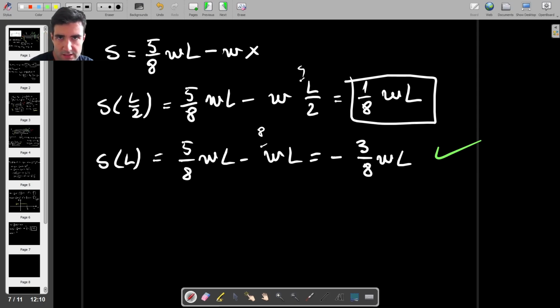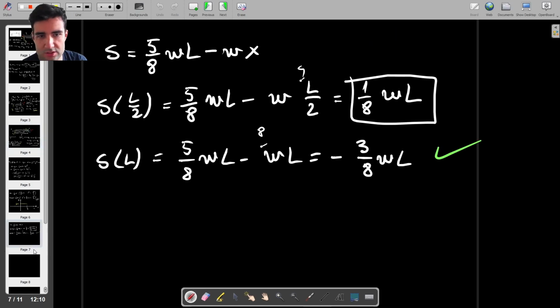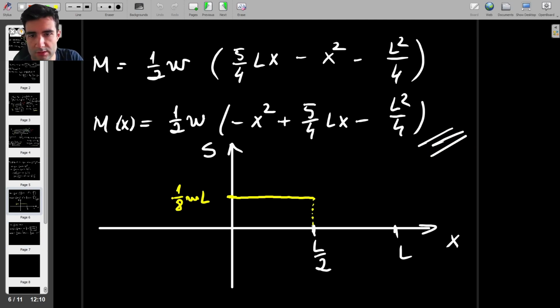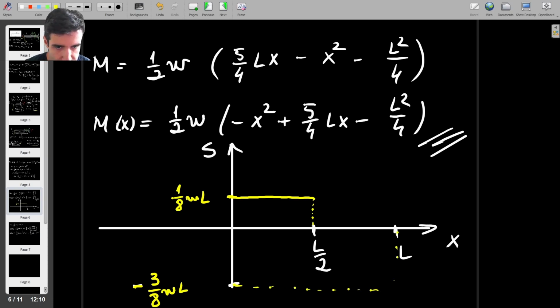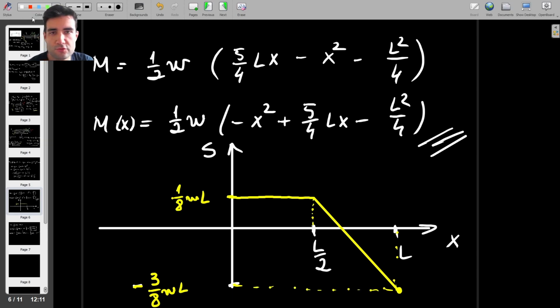Okay, and the reason we have a minus, remember, is because we considered the positive internal shear force to be acting downwards, but we know the reactive force is acting upwards, which is why we have a minus. So this may not really be to scale, but we have minus 3 over 8 WL here, and then we know this is a straight line, and that's what we have. So that's the shear force diagram.